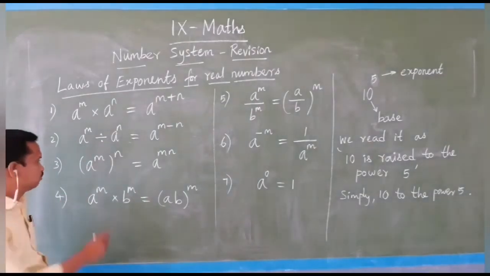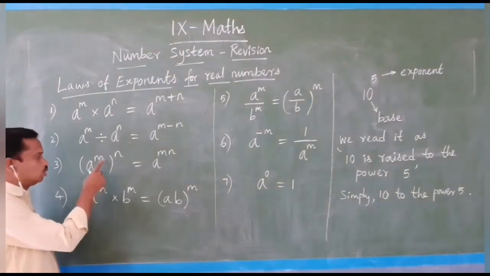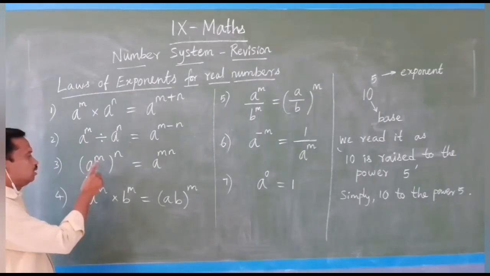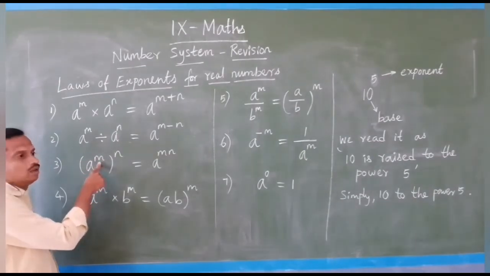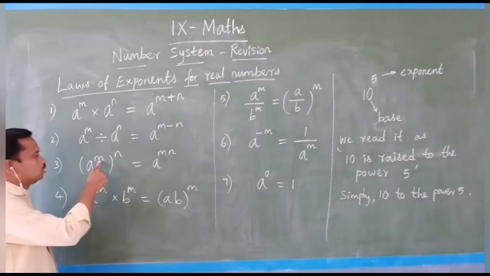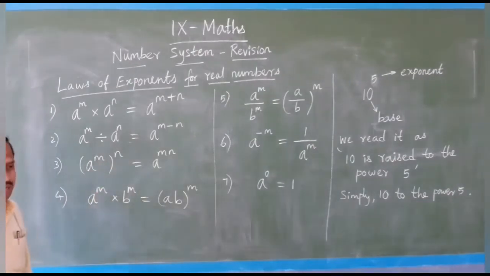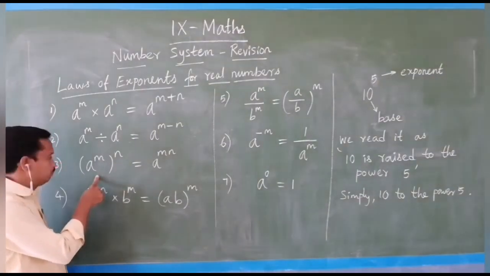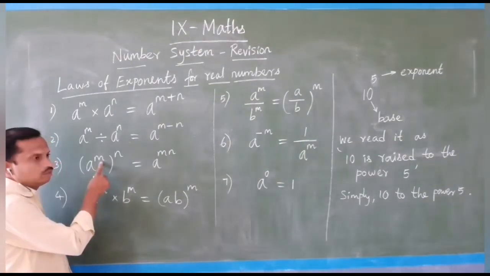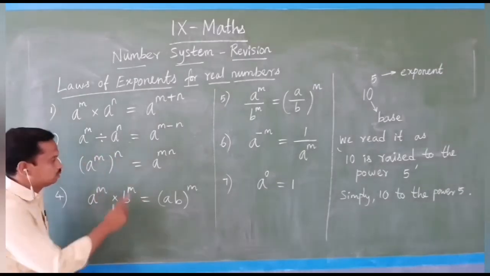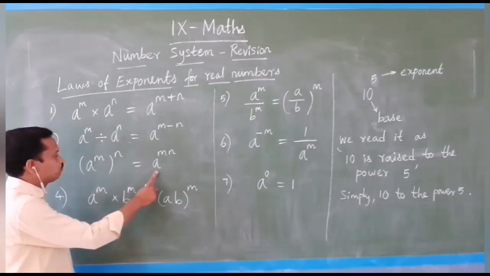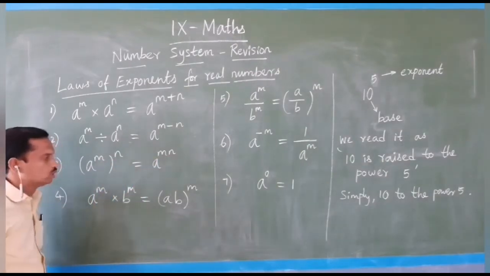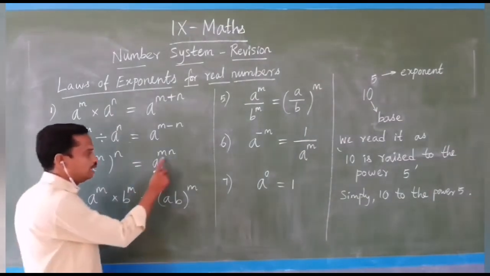So power law means a power m to the whole power n. That means already an exponent is there, and again another exponent is coming. So this type is called power law. So a power m to the whole power n. We have to write the base a and the exponents are multiplied. So a power m into n, that is a power mn.